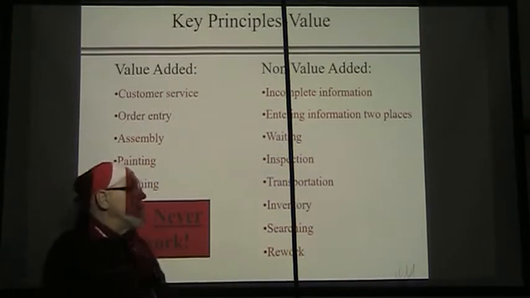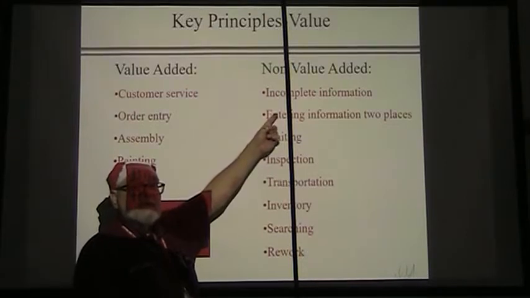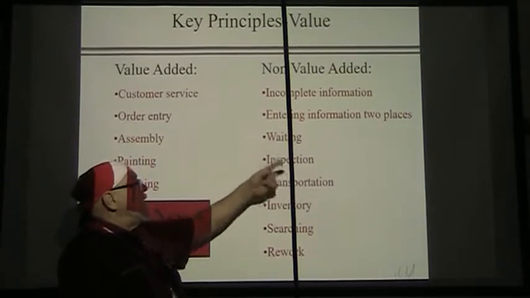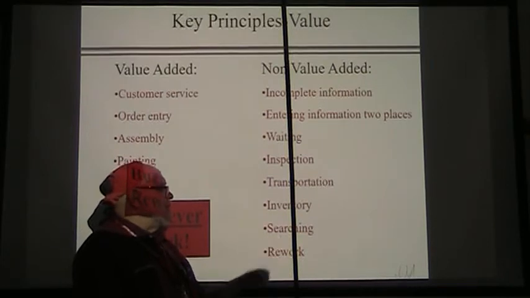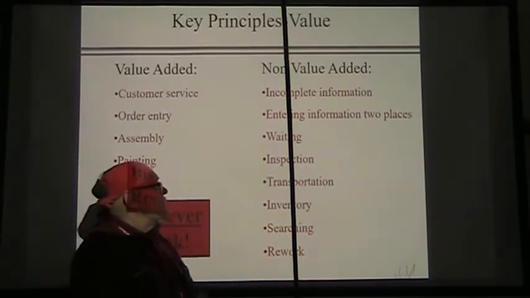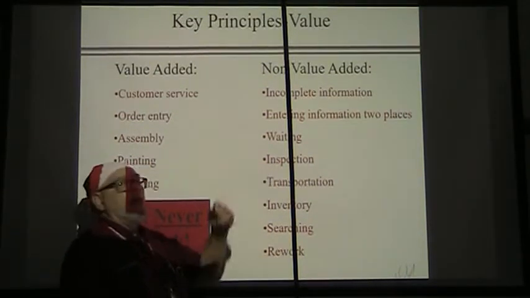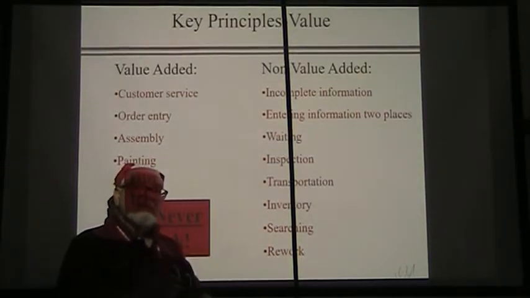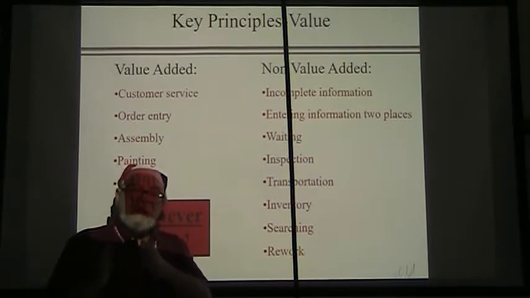On the other hand, non-value added activities: incomplete information, entering information in two places, waiting, inspection, transportation, inventory, searching, rework. Inspection is one that people often argue with me about. No, we have to inspect. However, you can't inspect quality in. You have to build in the system the things that create the quality.